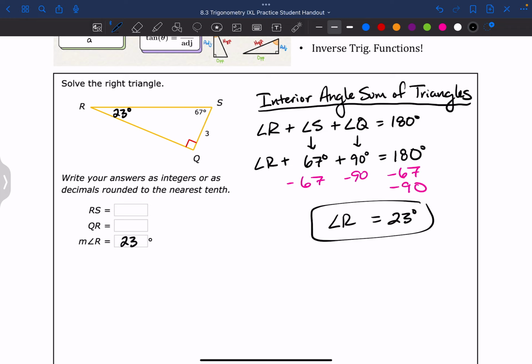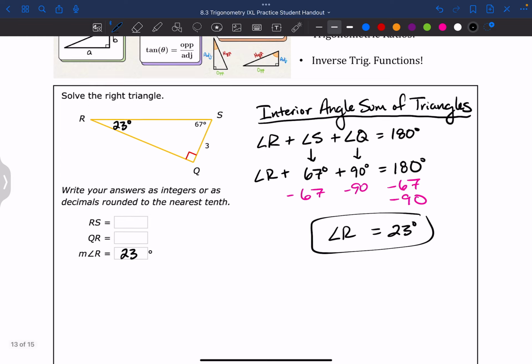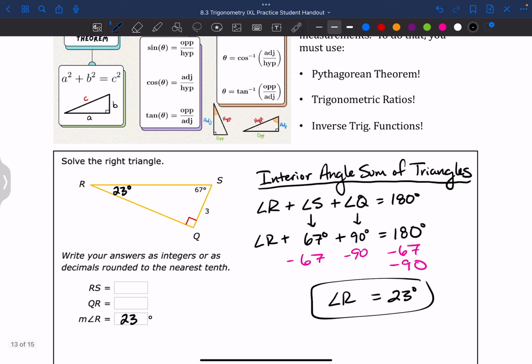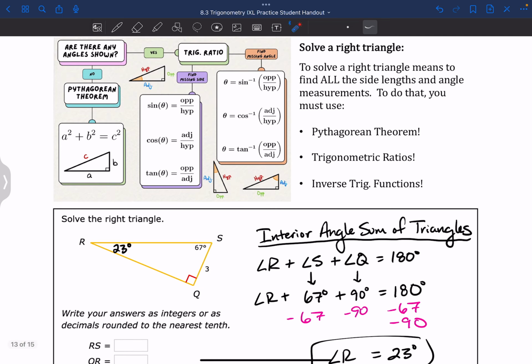To do that, let's label our triangle because we're going to have to apply trig ratios. We don't have enough information to use Pythagorean theorem because Pythagorean theorem requires us to have at least two sides. If we know A and B, then we can find C, or if we know A and C, we can find B. But we need to know two sides. Unfortunately, we only know one. We're looking for two sides. We're given an angle, and we found this one. So we're given an angle and a side.